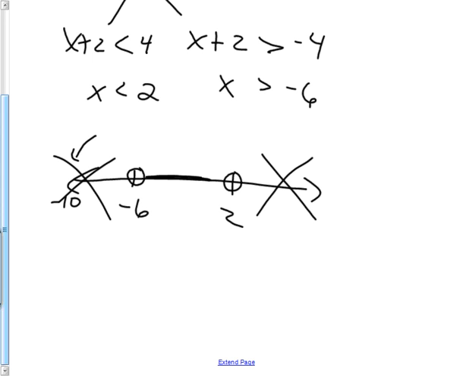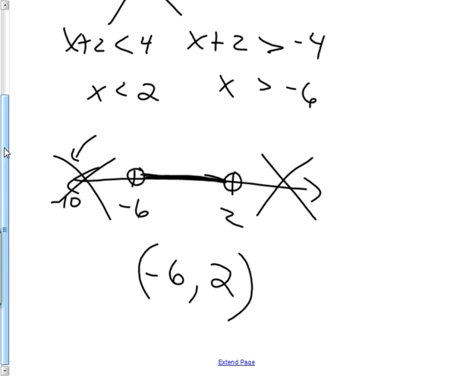Did anybody test a region in there? Test a number in there? And did it work? All right. So then you should be saying it's from negative 6 to 2. And does it have a parenthesis or a bracket? Parentheses. Parentheses are if it's like an empty circle. It means that the number does not work.